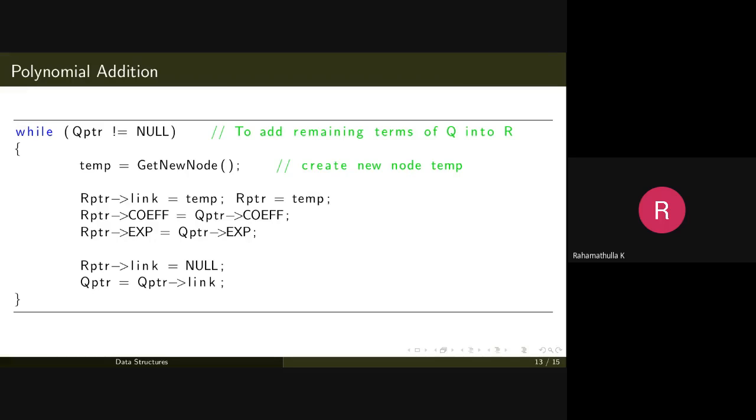So in the first case, if both the exponents are equal, then we'll be combining both the nodes and we'll add that node to the resultant polynomial. If any one of the terms' exponent is greater, then that node will be duplicated and that will be added on to the resultant polynomial. Once any one list is exhausted, the other entire list will be added onto the resultant polynomial. That is how it is being done.